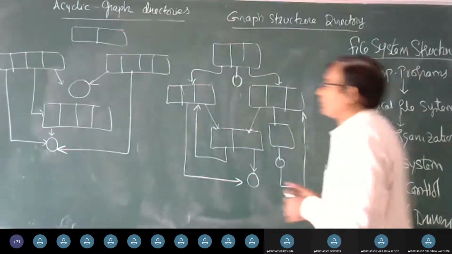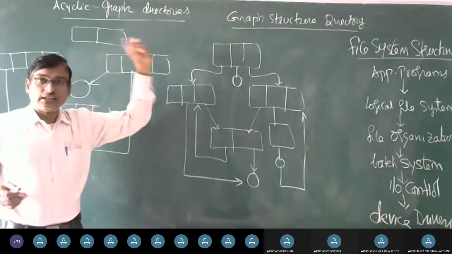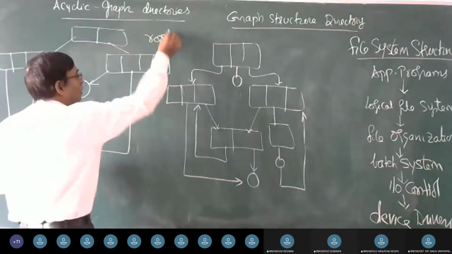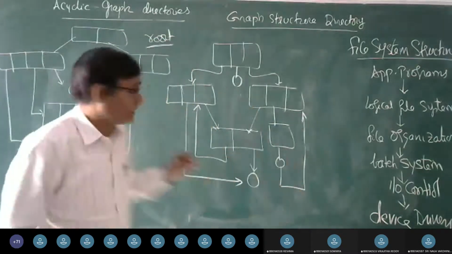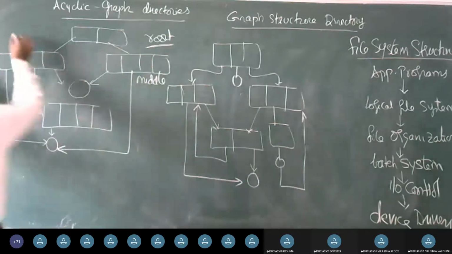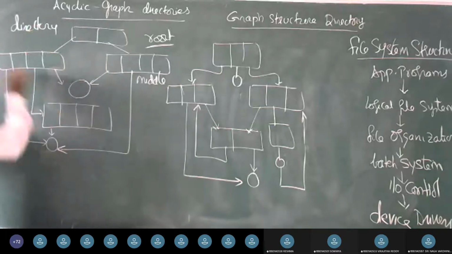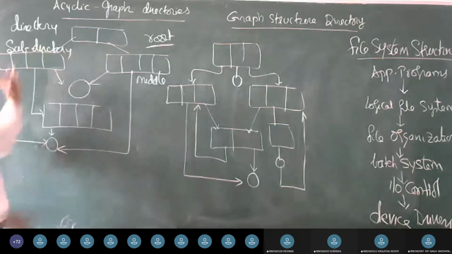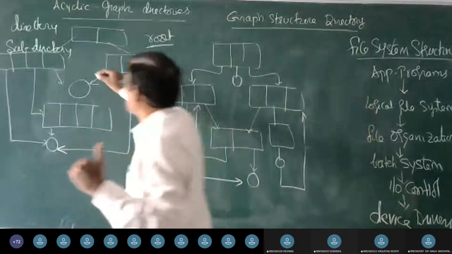The architecture we are going to look at is the acyclic graph directories. The first item we call the root node. After the root node comes the middle node. The first one we call a directory, and the middle node we call a subdirectory. So these are directory structures.